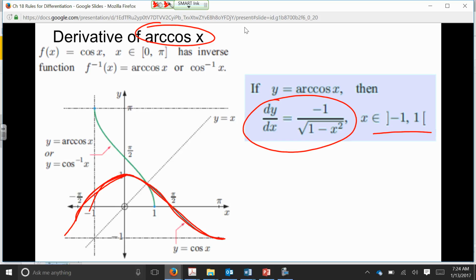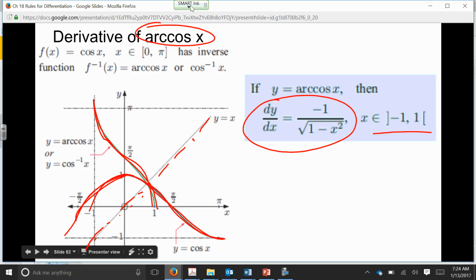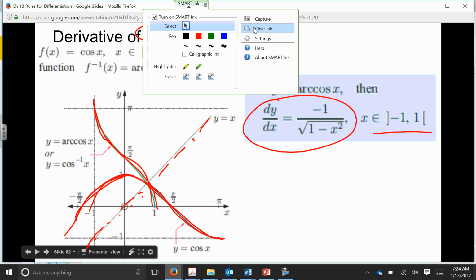But we want to keep this as a one-to-one function. So we flip it over the line y equals x because it's the inverse function, and we just have this portion of the graph when x is between -1 and +1, again, exclusive. So that's the derivative of arccosine of x.